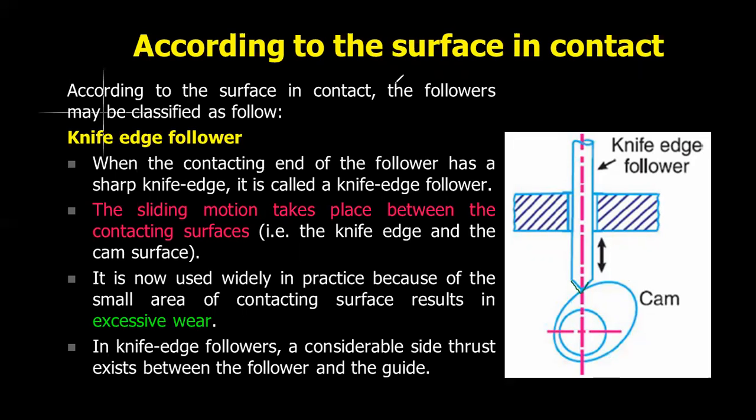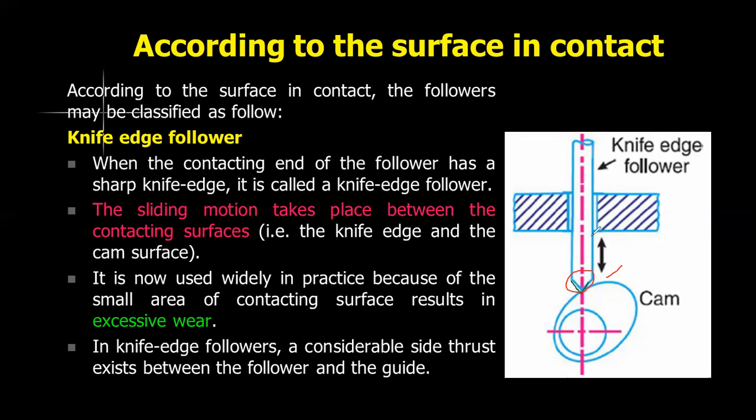When the contacting end of the follower has a sharp knife edge, it is called a knife edge follower. So this is the sharp knife edge, and the contact between the cam and follower is a line contact. Because of that only it is called a higher pair. The sliding motion takes place between the contacting surfaces. When the cam rotates at a uniform speed, the follower will reciprocate. The follower will have rectilinear motion. That means it will move up and down.